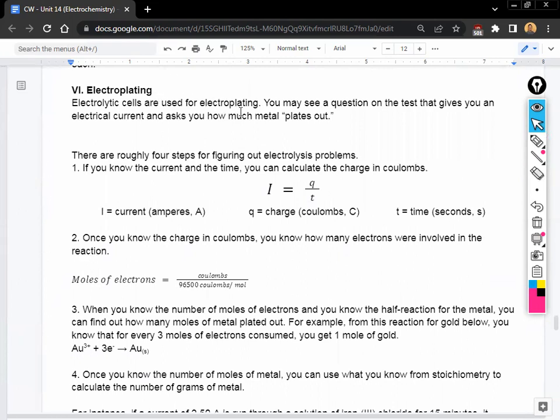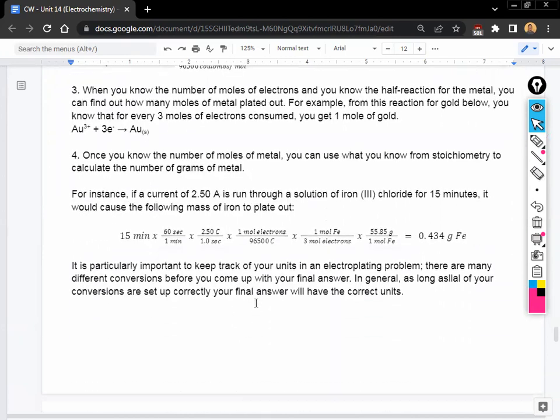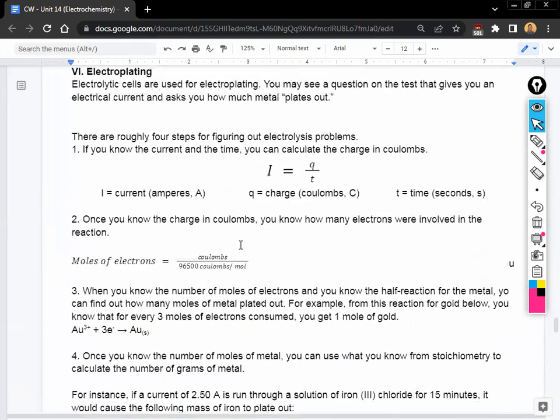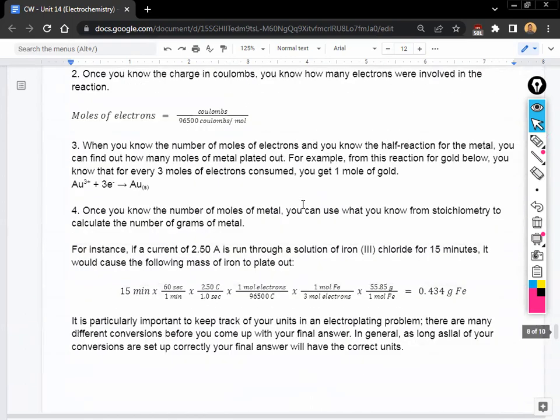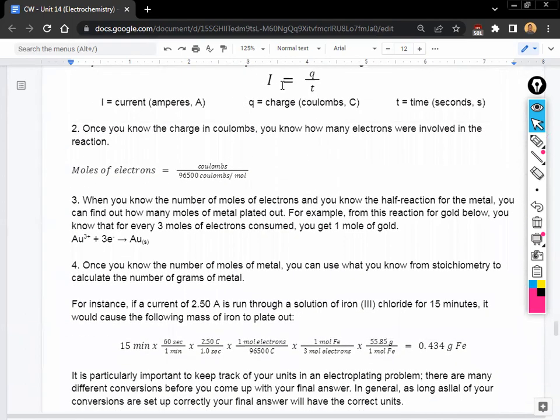And then electroplating, I'm also not going to really go over. There's a summary here, but it's also in your book. You can try a practice problem on your own, but I'm not going to spend too much time on this. A lot of it is just using this equation right here, so make sure you check out in your textbook how to use it. But it's very simple. I is current, usually given to you. Charge in coulombs is a constant that you can find, and then you just use time.